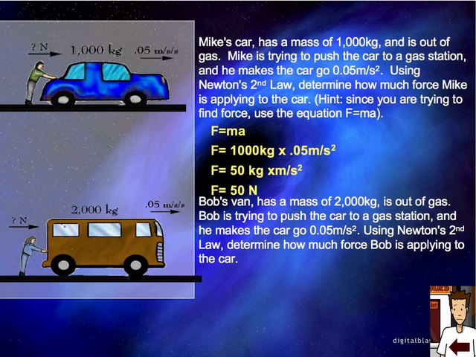So Bob has a van. It's 2,000 kilograms. It's also out of gas. He's going to make it accelerate 0.05 meters per second squared. Again, how much force would he have to apply? A lot. 2 times that. Twice as much. The van is twice as massive. Therefore, you have to apply twice the force to cause it to accelerate. They just help each other.